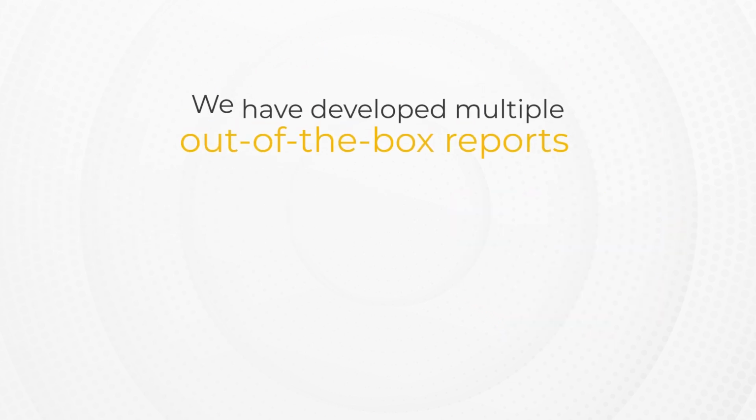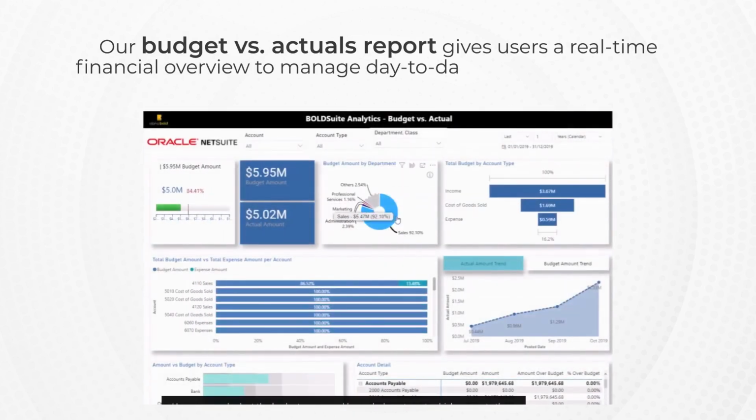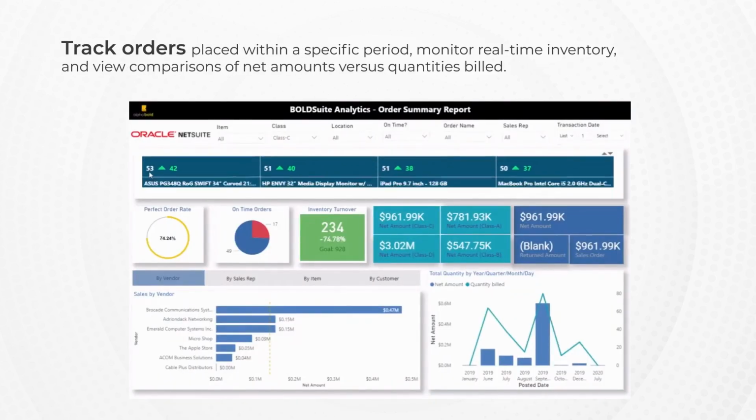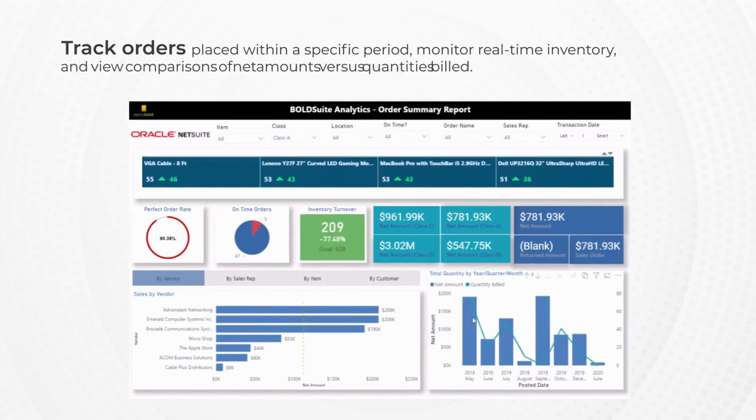needs. We've developed multiple out-of-the-box reports designed to address the specific needs of businesses across various industries, including budget versus actuals. Get a real-time financial overview to manage day-to-day operations and keep expenses in check. Track orders placed within a specific period, monitor real-time inventory, and view comparisons of net amounts versus quantities billed.